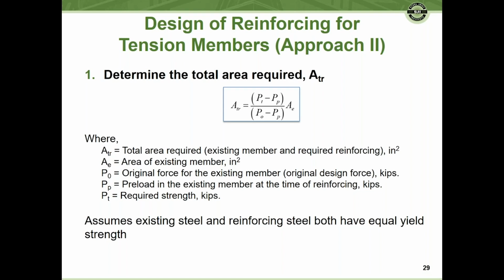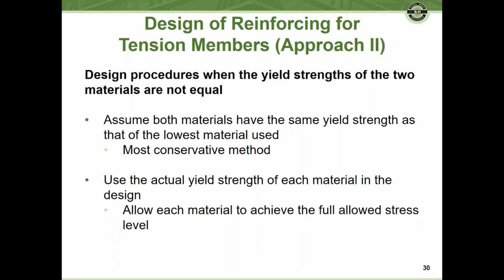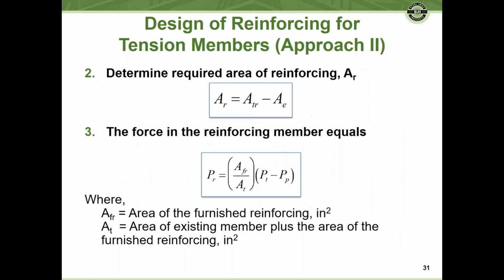And we're assuming that existing steel and reinforcing steel both have equal yield strengths. So if they're built out of 36 KSI, then we're going to say the reinforcing material is also 36 KSI material. But we can look at a design procedure when the yield strengths of the two materials are not equal. There, we can assume both materials have the same yield strength, as I mentioned before, and usually the lowest is used, and that's the most conservative method. Or we can use the actual yield strength of each material in the design, allowing each material to receive the full allowed stress, and we have a procedure for that.